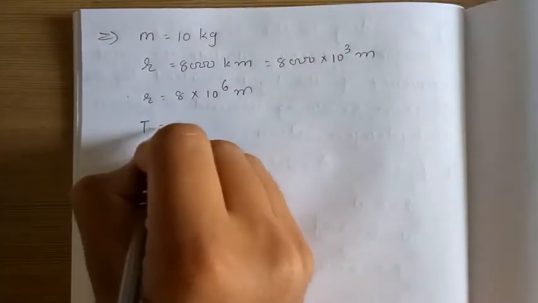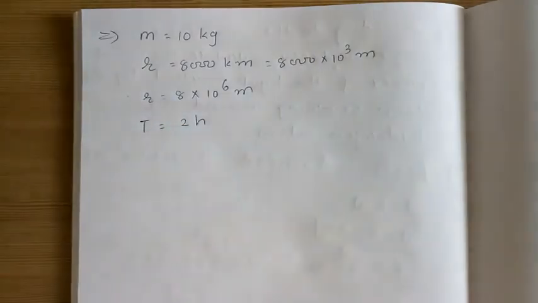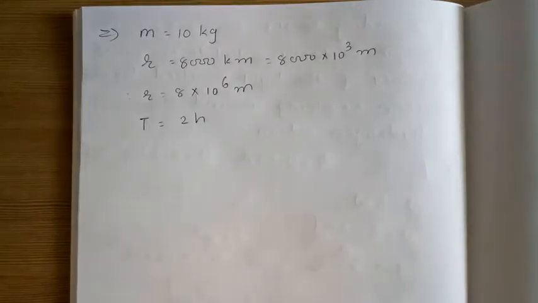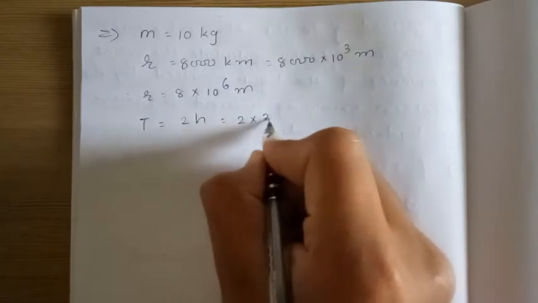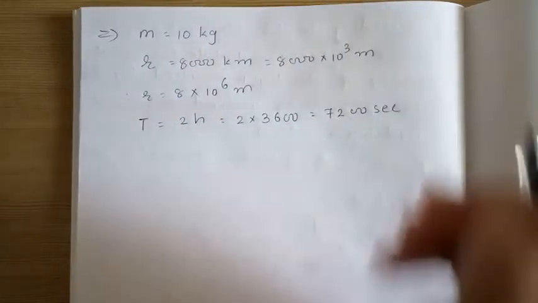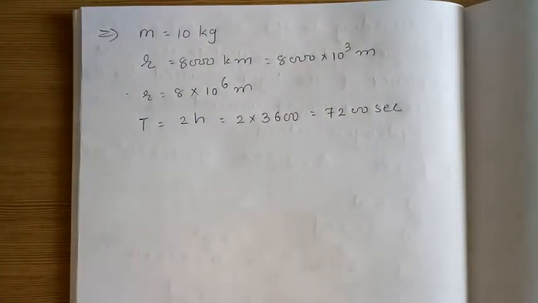And at last, periodic time is given as 2 hours. But we know that the SI unit of periodic time is second. So we have to convert hours into second. We know that 1 hour is equal to 3600 second. So 2 hours is 2 into 3600, so 7200 second. So we know the mass m is equal to 10. We know the radius, 8 into 10 raised to 6 meter. The periodic time is 2 hours, that means 7200 second.